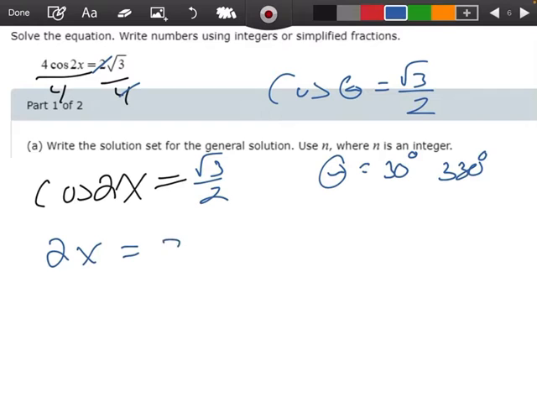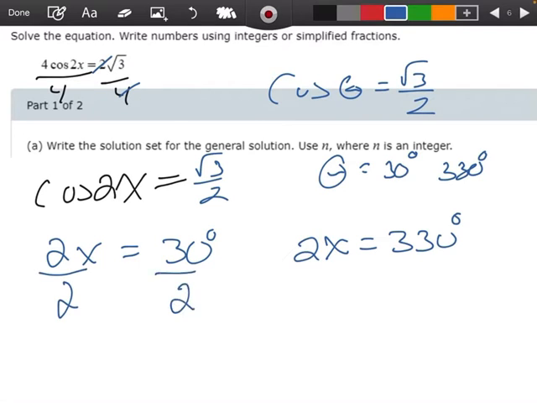So I know that theta is going to be equal to 30 degrees and 330 degrees. But our theta in this case, y'all, is that 2x, okay? I know I'm dealing with degrees right now. We'll go back and change our answers to radians in a minute. But I am going to go back and forth between radians and degrees because I think it is easier to understand. So now, look, let me divide both sides by 2. So my x equals 15 degrees, and my x here equals 165 degrees, right?